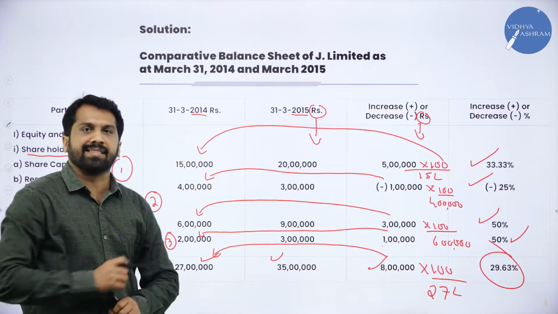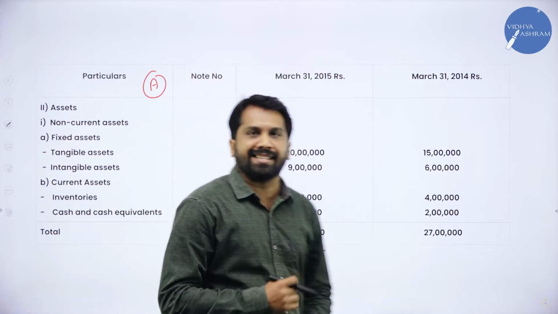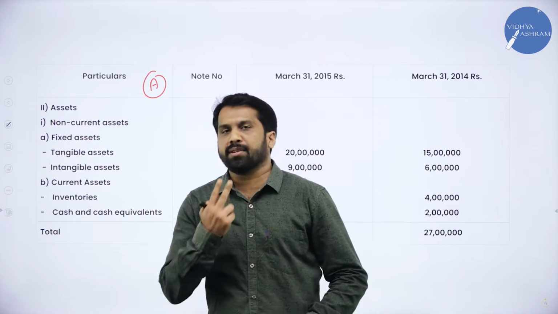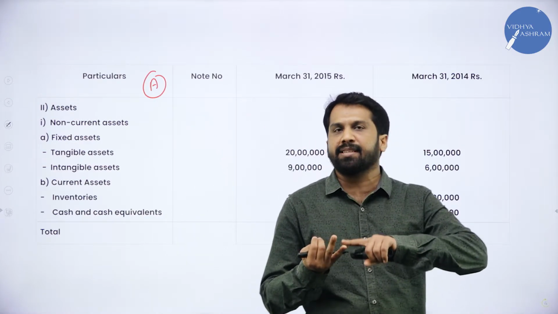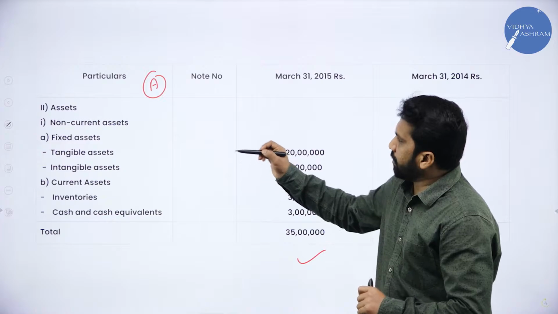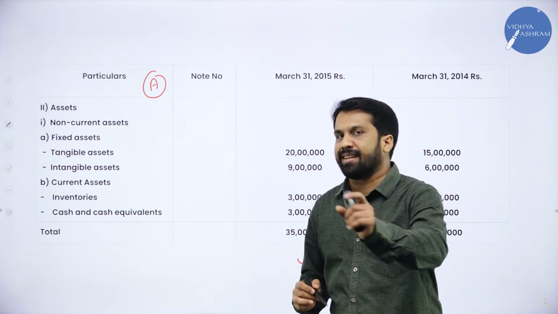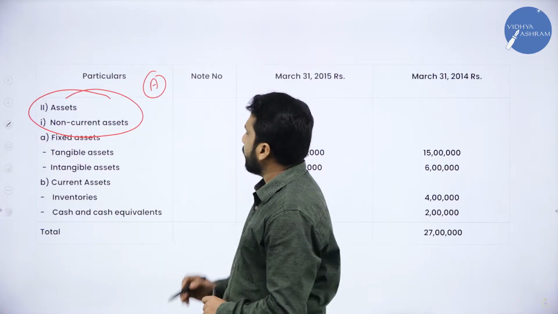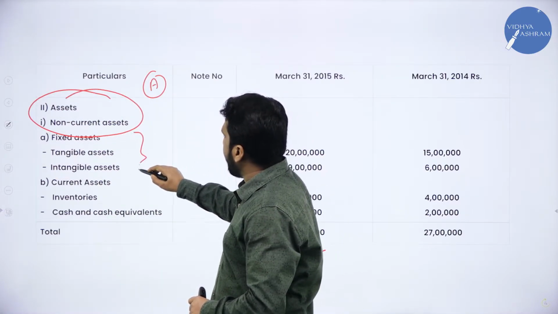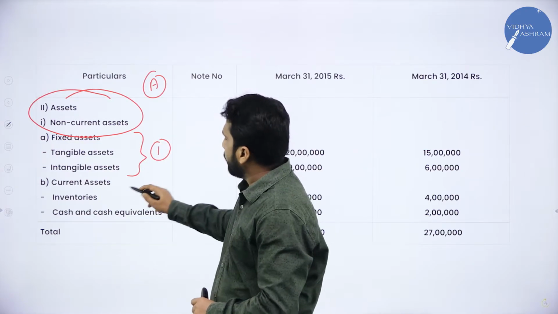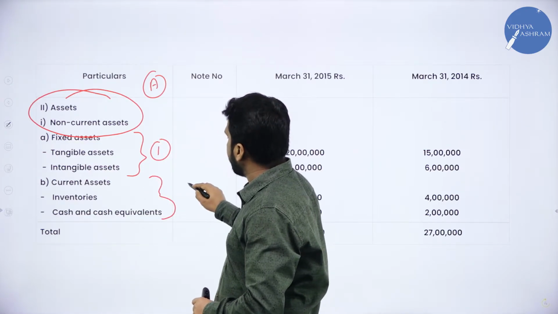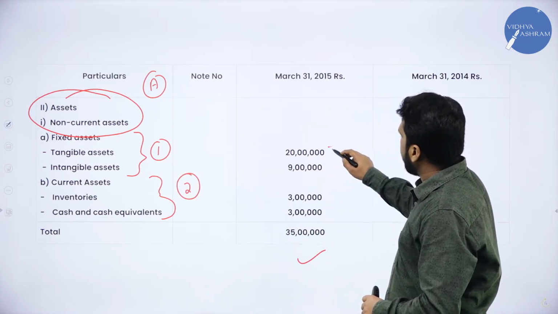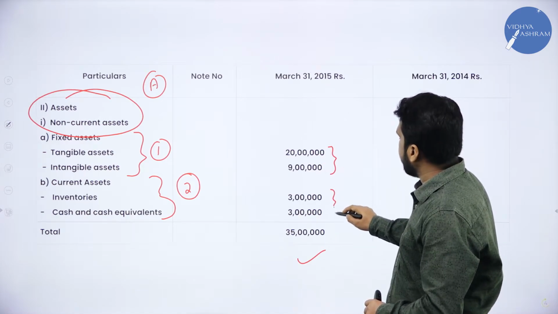We'll go to asset. This is your question about asset. How to calculate? Simple. In asset, we have only two calculations. One is fixed, another one is current. Now, fixed also we call it as what? Non-current asset. Now, under fixed asset, we have up to this. This is 1. Under current asset, we have this. This is 2. Clear?